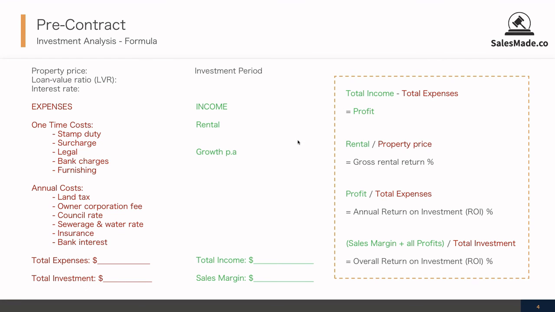Then from these you can work out what the total income is, and if you sell your property after this investment period, then you can make a profit margin, and here you can have your sales profit margin. And then from these stats, we can do some subtraction and multiplication, and work out the annual return on investment and the overall return on investment. So we can select an apartment and go through those numbers, so you can see this in a real example.